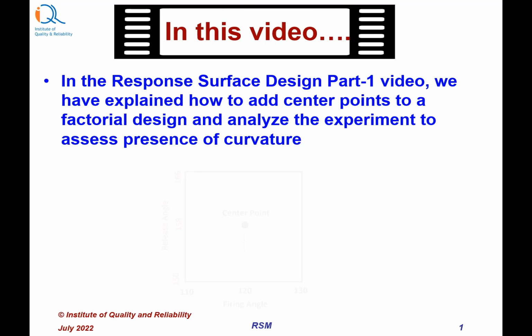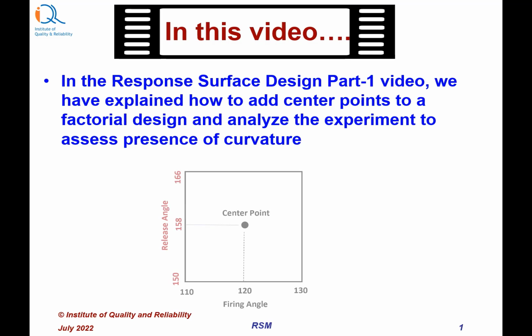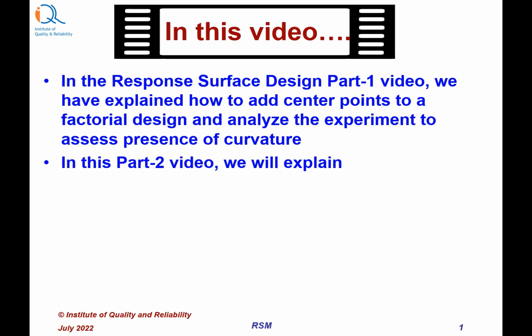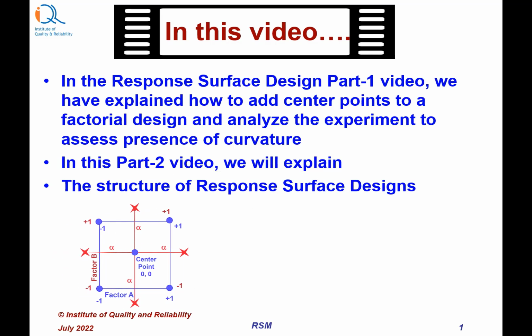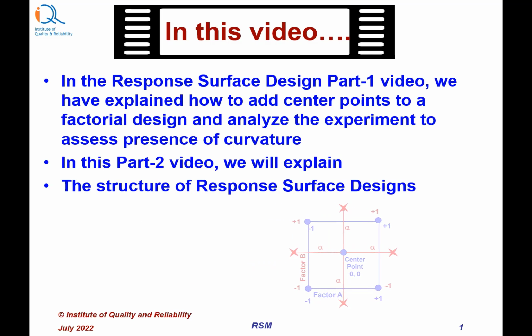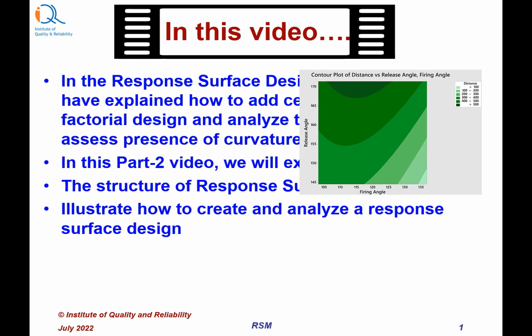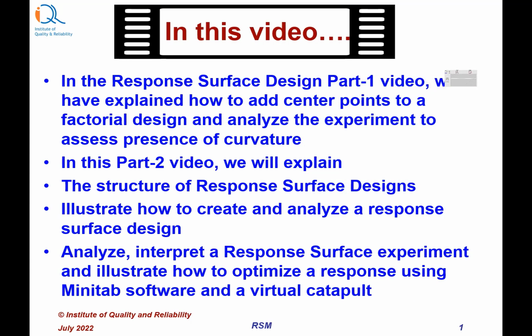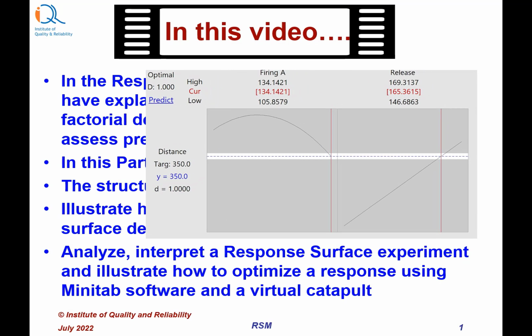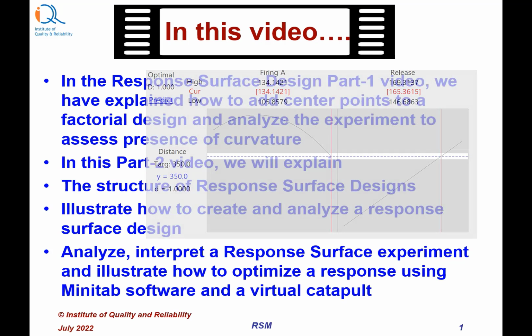In the Response Surface Design Part 1 video, we explained how to add center points to a factorial design and analyze the experiment to assess presence of curvature or nonlinearity. In this Part 2 video, we will explain the structure of response surface designs with focus on central composite designs, illustrate how to create and analyze a response surface design, analyze and interpret a response surface experiment, and illustrate how to optimize a response using Minitab software and a virtual catapult.